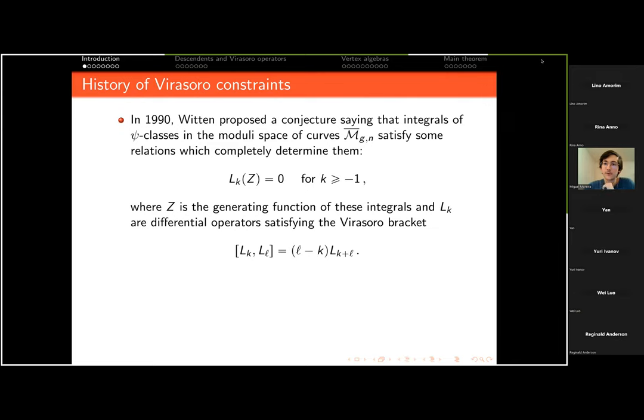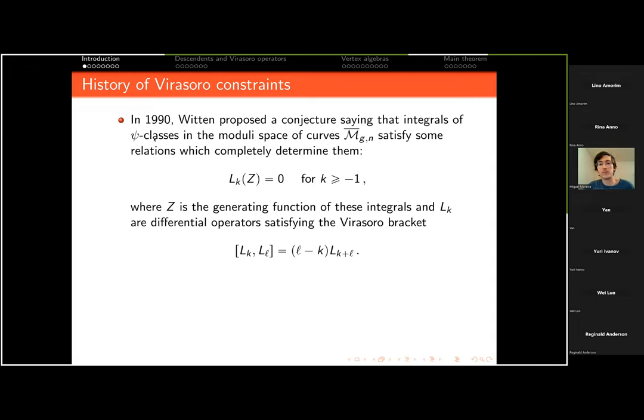the conjecture is about the moduli space of stable curves M_{g,n} bar and about its intersection theory. So there are certain special cohomology classes in this moduli space called psi classes, and you can study the integrals of those products of psi classes, and Witten conjectured that such integrals should satisfy some relations. And one way to write these relations is the following.